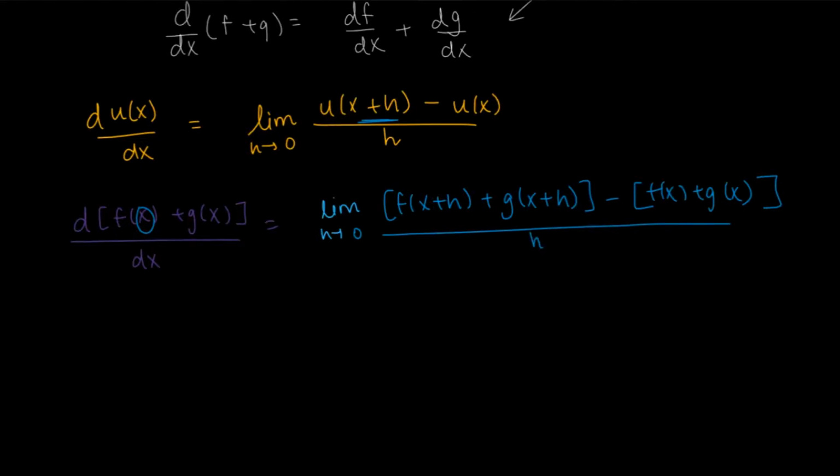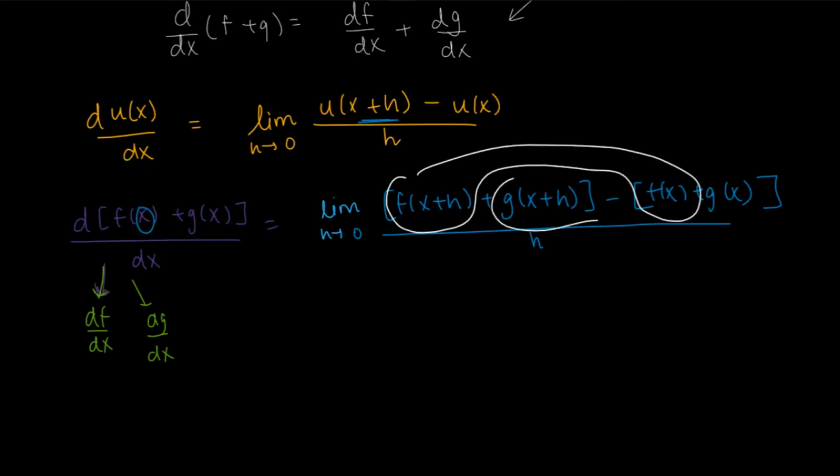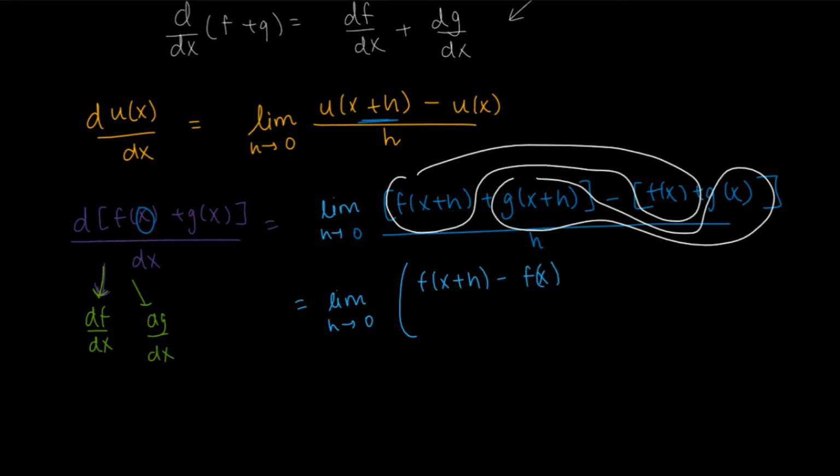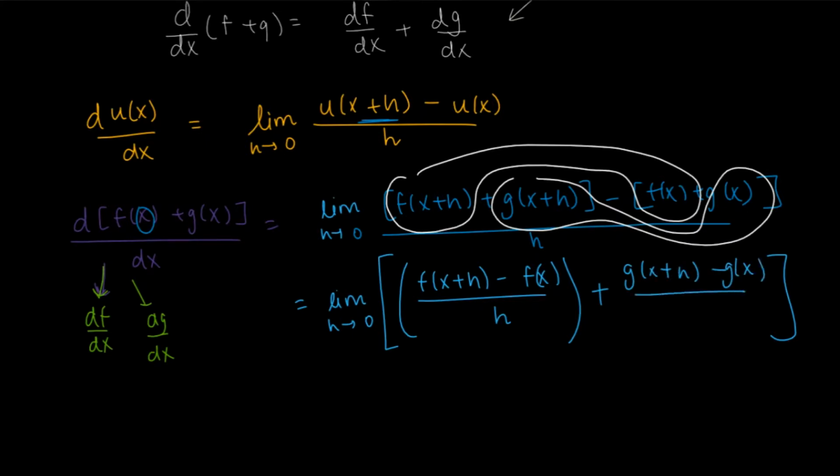Now, we need to think a bit on the side that we need to get individual derivatives. So we want this to be expressed in terms of the derivatives of f and the derivative of g. Now, to resolve this fraction, let's try putting all the f terms together, so f of x plus h and f of x, and the g terms, so g of x and g of x plus h. This would then give you limit as h goes to 0 of f of x plus h minus f of x, all of this divided by h. And this plus, I'm just putting it in the brackets, this plus g of x plus h minus g of x, all of this divided by h.